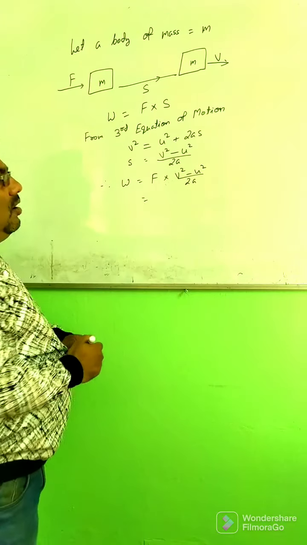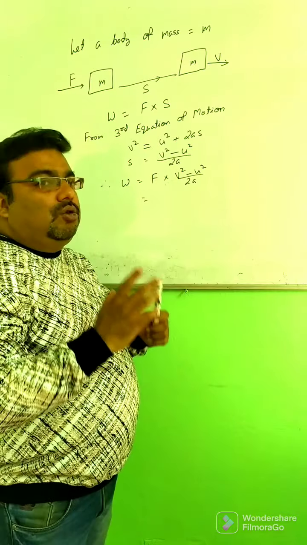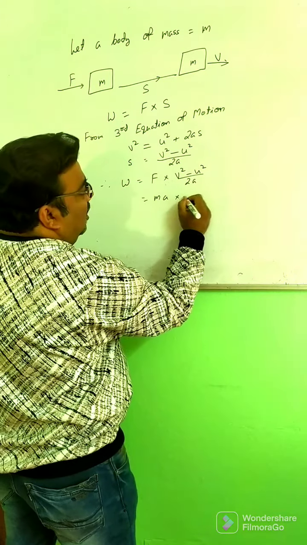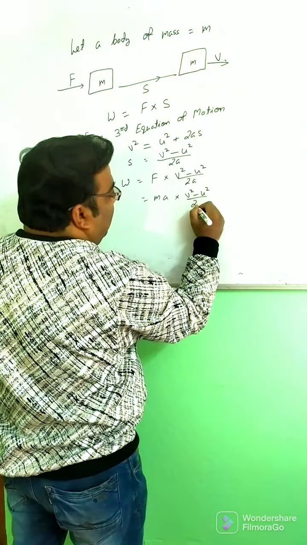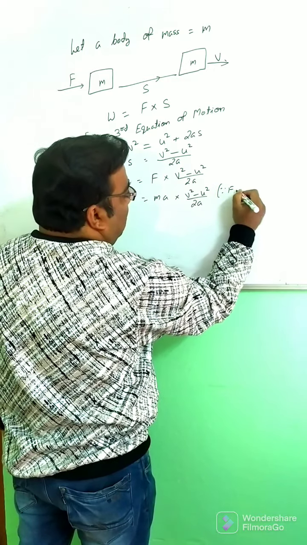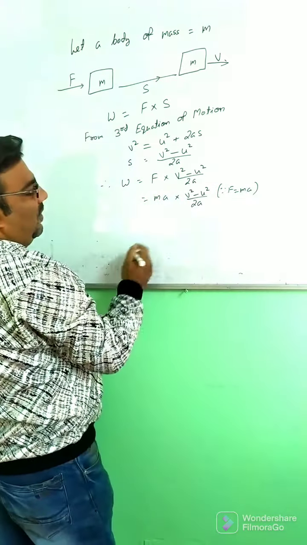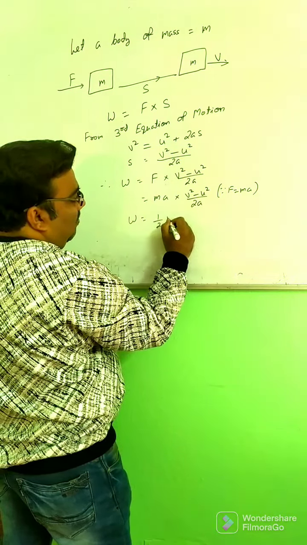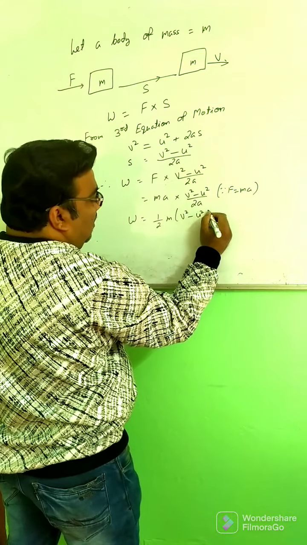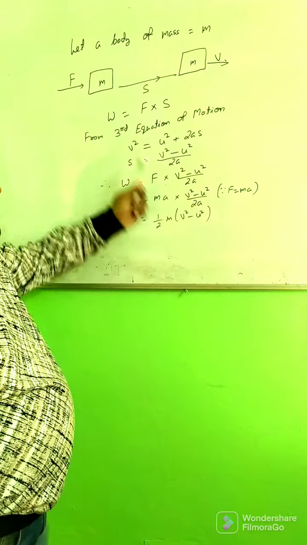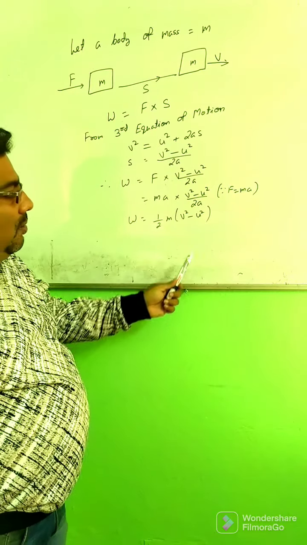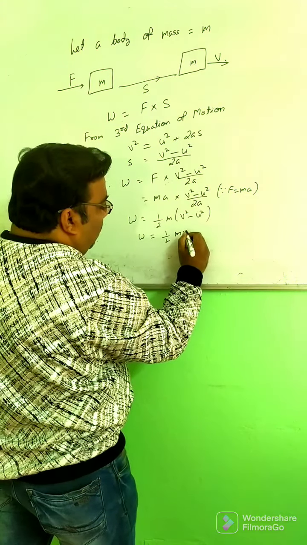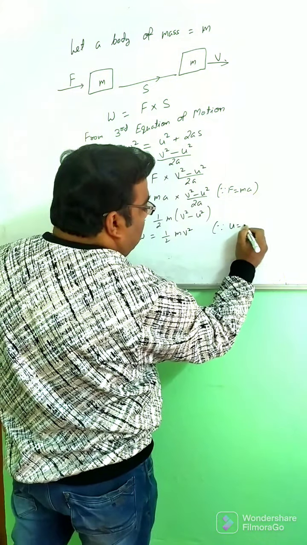And since we know that the force acting on the body equals mass into acceleration, in the place of F we can write m into a into v square minus u square divided by 2a. So we put that value. a gets cancelled. So now W equals 1 by 2 m into v square minus u square. Now since the body is at rest here, the initial velocity of the body is 0. As a result, W equals half m v square since u equals 0.